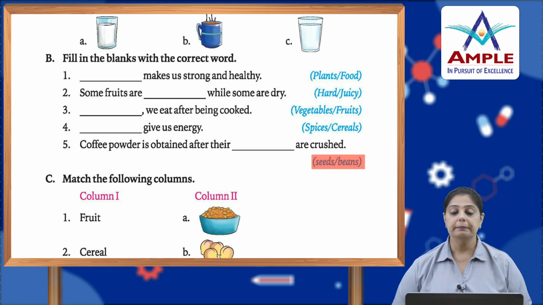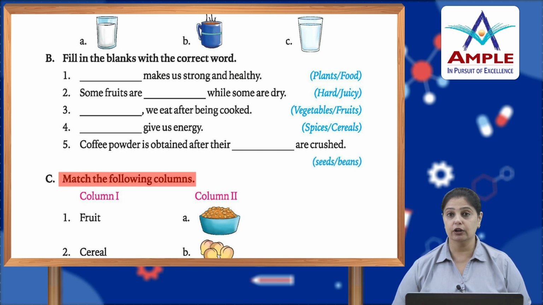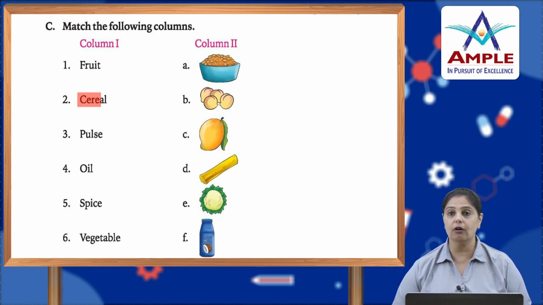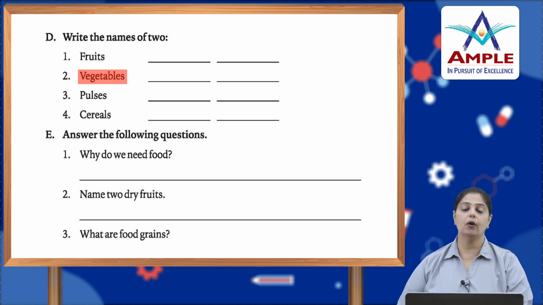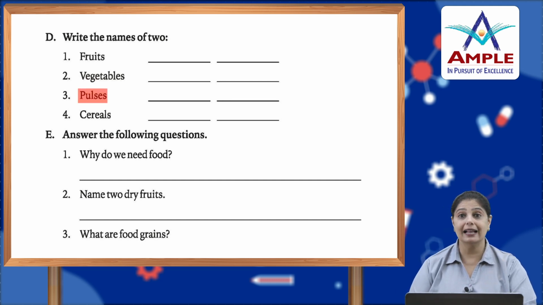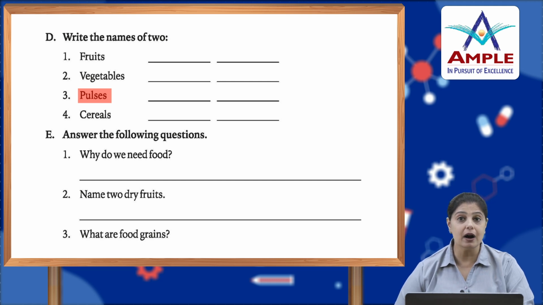Now, match the following columns. In column A, you have fruit, cereal, pulse, oil, spice, vegetable. You have to match the ones to their picture. Clear? Now, write the names of 2 fruits. Very easy: apple, banana. Vegetables: cauliflower, brinjal. Third one, pulses. That is the dal that we have. It can be arhar dal, rajma. Cereals: wheat, rice. These are all cereals.